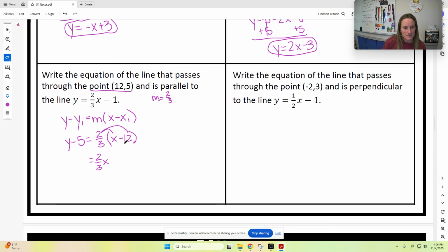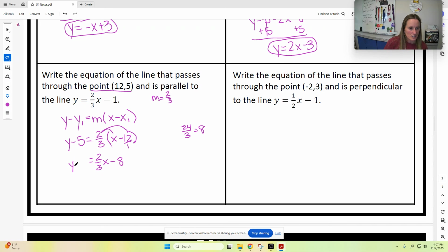Remember, this is the same thing as 12 over 1. So 2 times 12 is going to be, I'm going to put this down here, so we just have to worry about the numbers, not the sign. 2 times 12 is 24. 3 times 1 is 3. 24 over 3 is going to simplify to 8. So 2/3 times 12 is just 8.